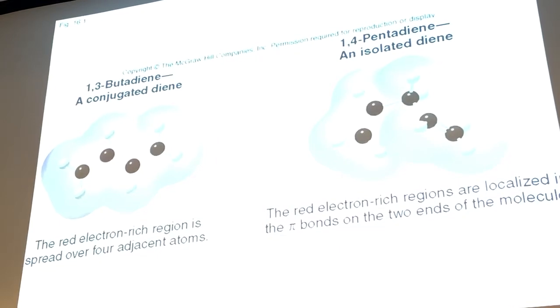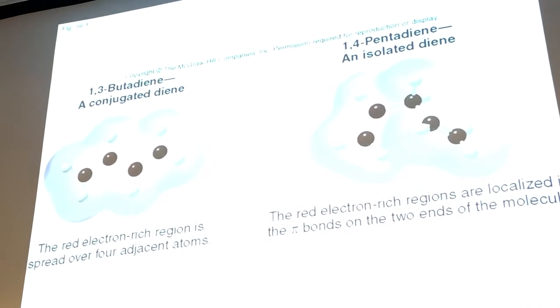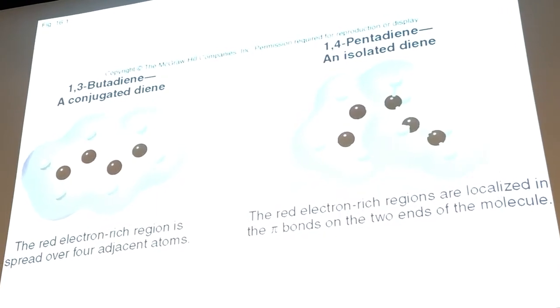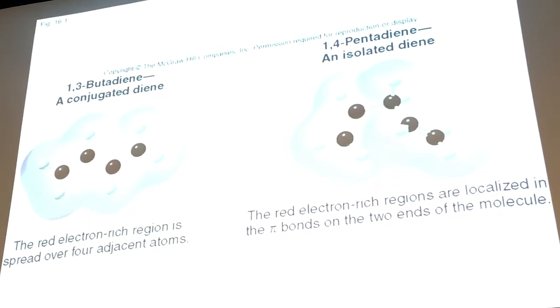But in 1,4 pentadiene, what we have is an sp3 carbon in between our 2 pi bonds. So we have an sp3 carbon interrupting those 2 pi bonds, and we end up with an isolated diene where we have 2 separate regions of electron density, 2 separate areas of red, as opposed to having just one red region. And as we'll learn later on in our next lecture, conjugation stabilizes or lowers the energy of a molecule because we're delocalizing those pi electrons.